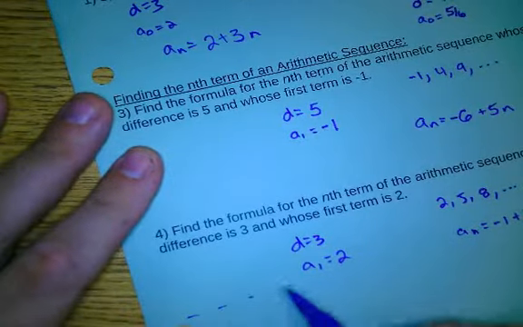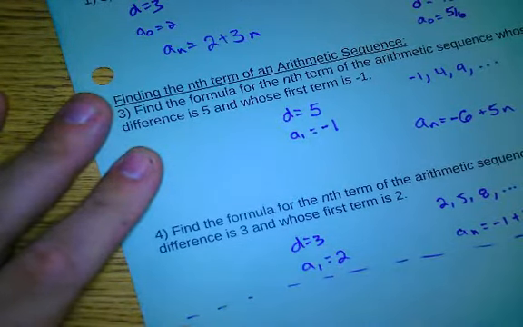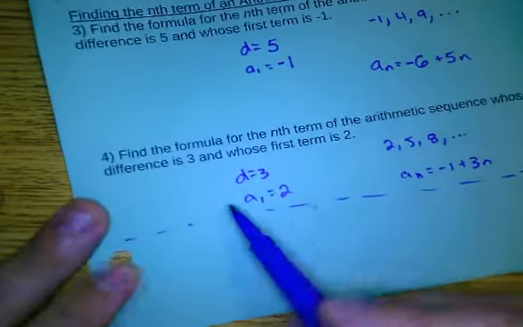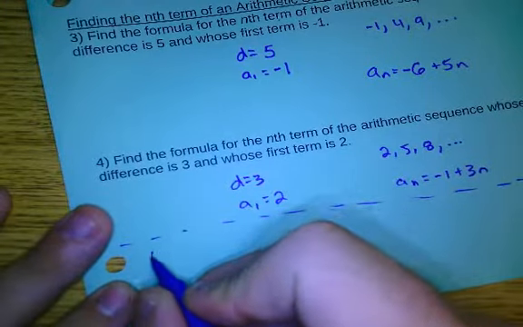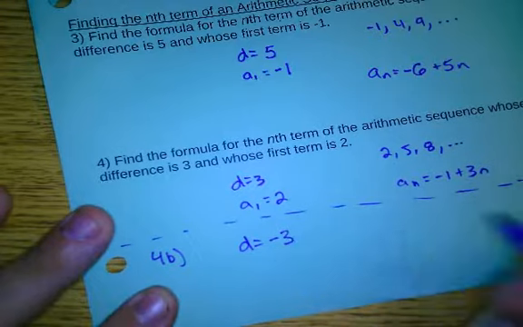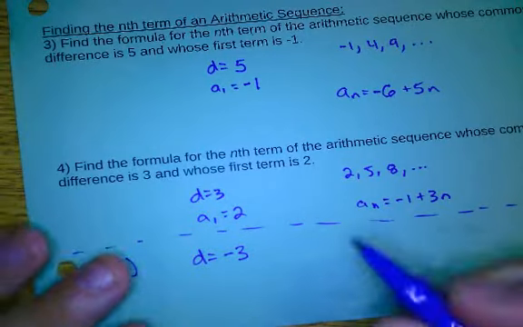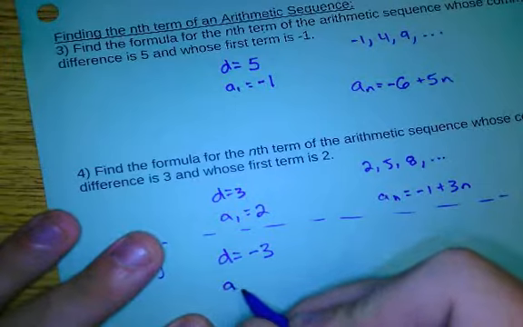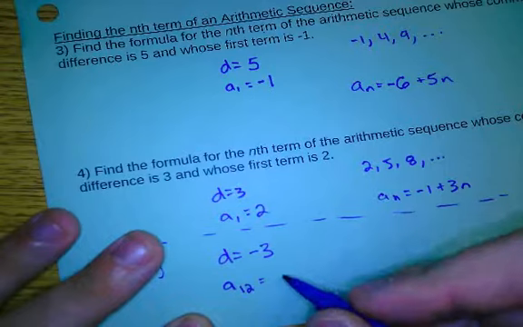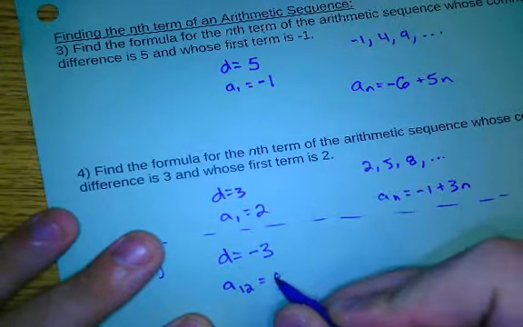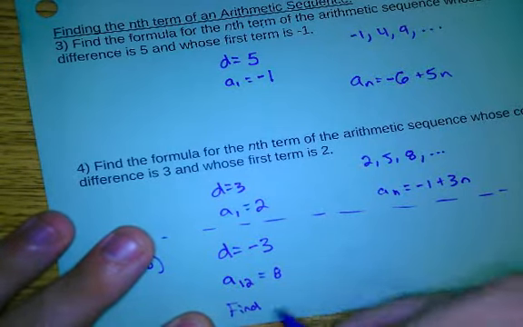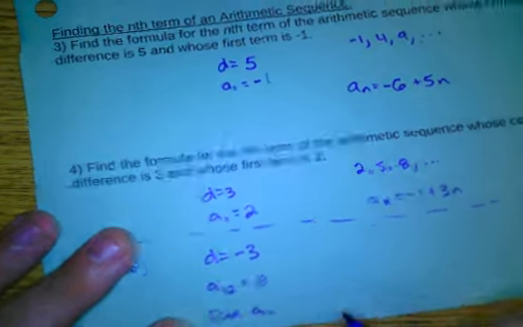Okay, can I give you a harder problem? To make you learn? I'm just doing it below. So, I'll call this like 4b. So let's have D equal -3. And A sub 12 is equal to... I don't know, let's make it 8. Find A sub n.